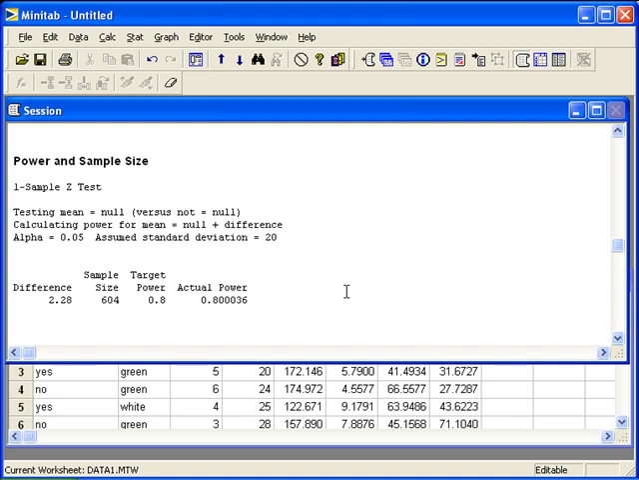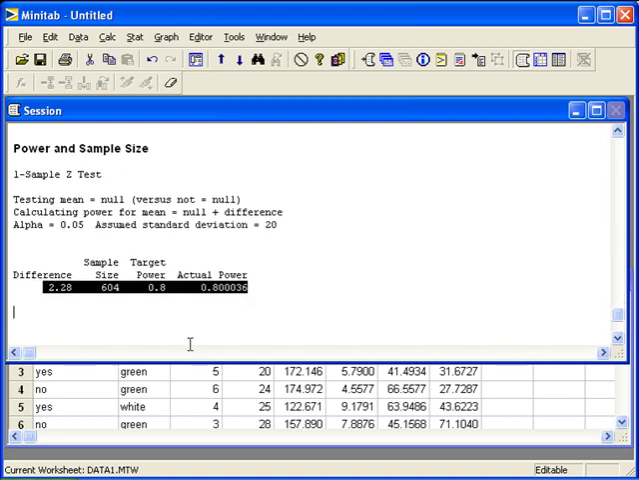At the bottom of the output, Minitab reports first the difference, then the sample size. That's what we're looking for, 604. Then it tells us that our target power was 0.8, but the actual power is a little bit more than that.